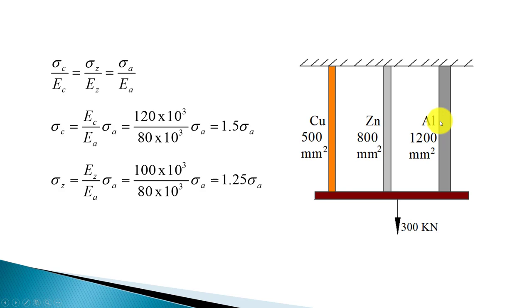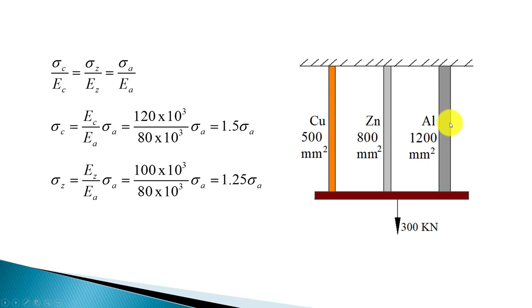Now also from this relation we can take sigma Z by Ez is equal to sigma A by Ea, or sigma Z is equal to Ez by Ea into sigma A. Ez is 100 into 10 raised to 3, Ea is 80 into 10 raised to 3. So this will give 1.25 sigma A. So sigma Z is equal to 1.25 sigma A. That means the stress induced in zinc is 1.25 times the stress induced in aluminum.